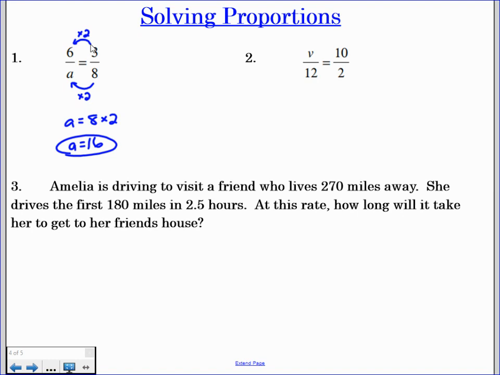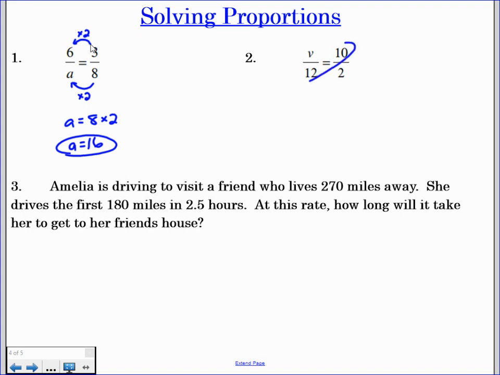This is definitely the quickest method. If you have whole number factors and multiples that you can find, okay. If you don't, that can present a little bit more of a challenge. If you have a calculator, it's still doable. But for number 2, I'm going to show you how to use cross products, which will work the same every single time for every proportion. So number 2, v over 12 equals 10 over 2.